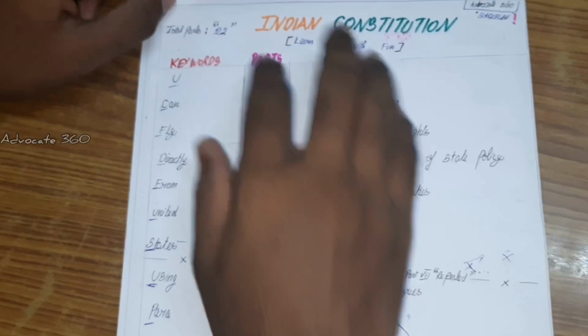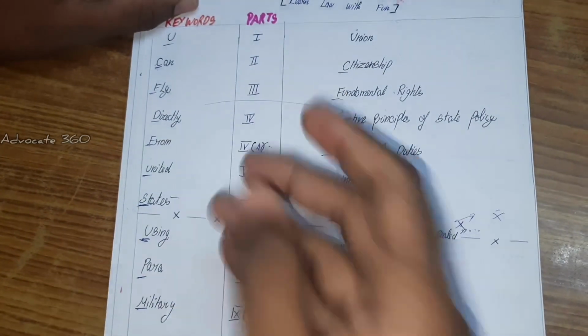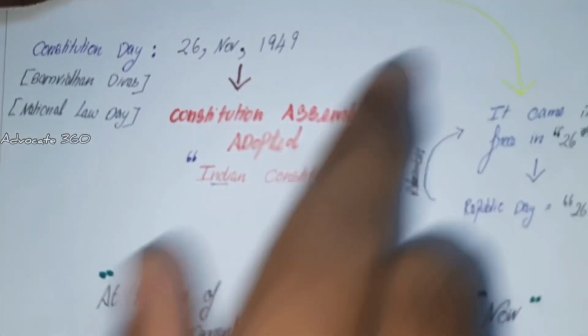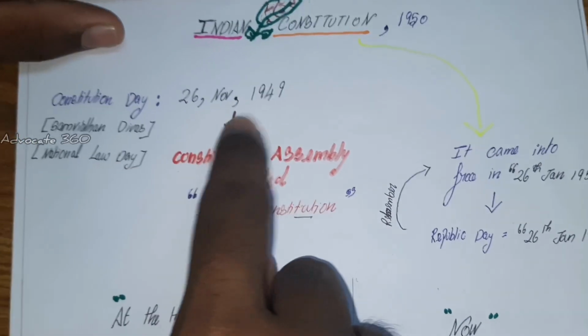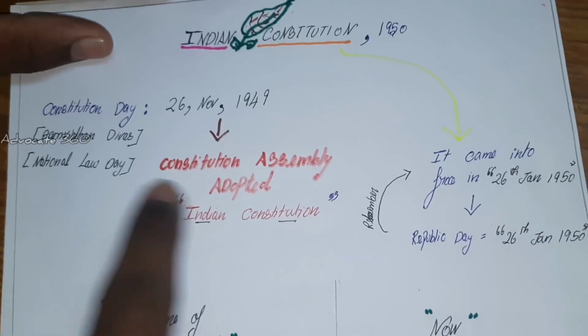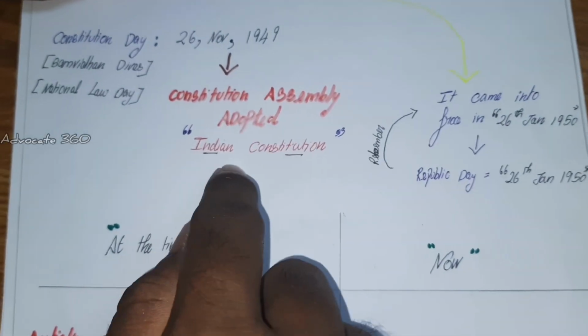Hi friends, these are the 25 parts of the Indian Constitution and these are the tricks. Before we deal with these tricks, we must have a glance at the general introduction about the Indian Constitution. The Indian Constitution was enforced in the year 1950. Constitution Day is celebrated on 26 November 1949, which is also called Samvidhan Divas and National Law Day. It is celebrated because the Constituent Assembly adopted the Indian Constitution.